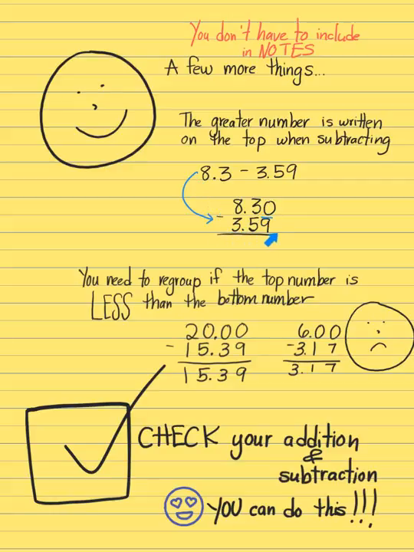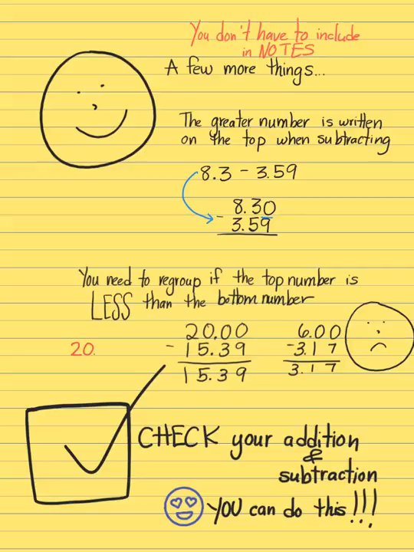The lower number goes on the bottom, and then you fill in with zeros. You need to regroup if the top number is less than the bottom number. You guys were doing this yesterday. You were just taking $20 minus $15 and you were just subtracting down. That is incorrect. $20 minus $15.39 is not $15.39. $6 minus $3.17 is not $3.17. So let me just show you what we would do to make this correct.